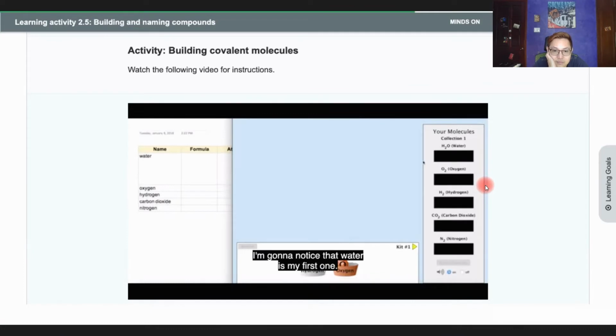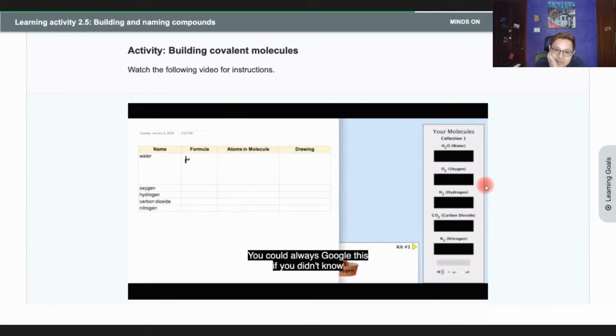Right off the bat, I'm going to notice that water is my first one. The first thing I have to do is just figure out what the formula is. You may already know the formula of water as H2O. And you can see it right here, so I'm just going to add that into the formula. You could always Google this if you didn't know, or if you missed it over there on the side. There are multiple ways of finding out the formula of something.